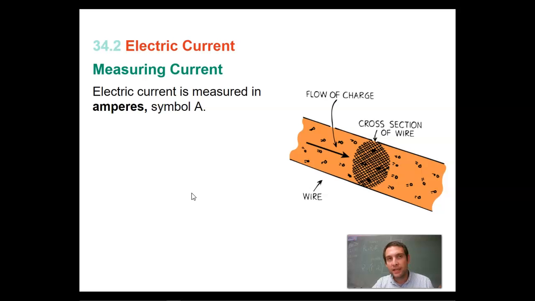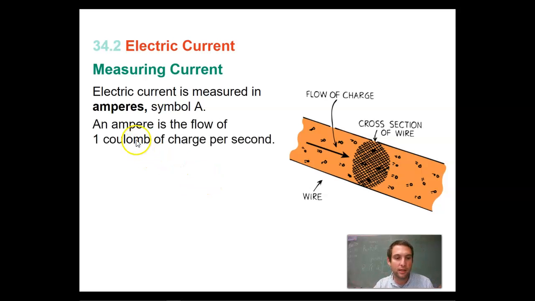Electric current is measured in amperes with the symbol capital A. So that's the unit of measurement, amperes. We usually talk about amperes in the short version, so we just call it an amp. And an amp is the flow of 1 coulomb of charge per second.